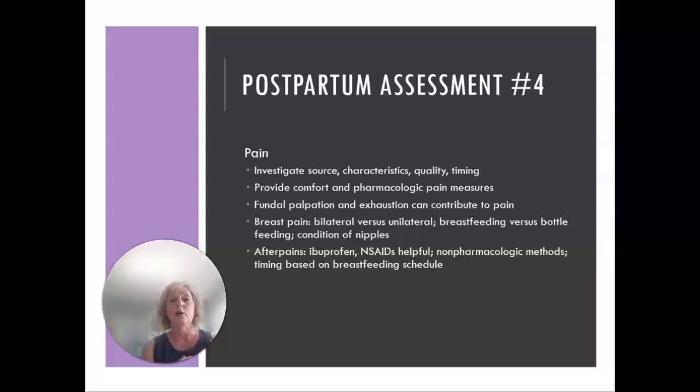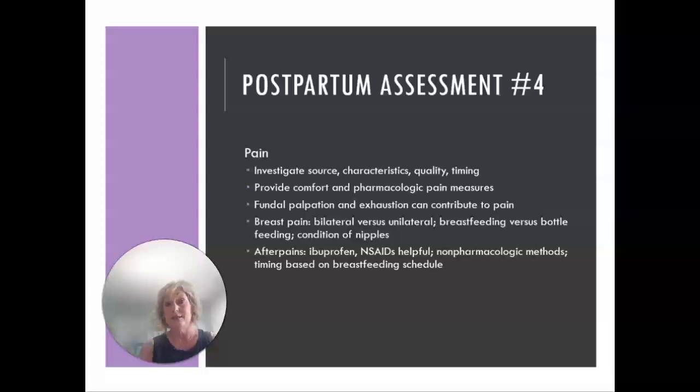Breast pain, make sure, is the pain bilateral? Is it unilateral? If we have unilateral and we have a real warm spot on there, we could have something like a mastitis. So we want to look at that. Are they breastfeeding or bottle feeding? If they're breastfeeding, make sure you look at their nipples. Is there any nipple damage? Are there any suck blisters? Are there any cracks? Anything like that?